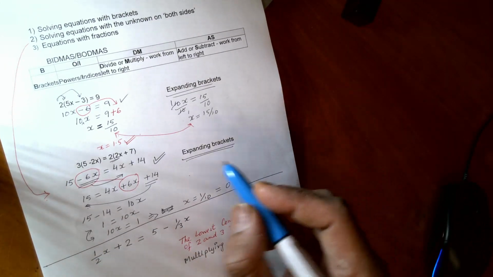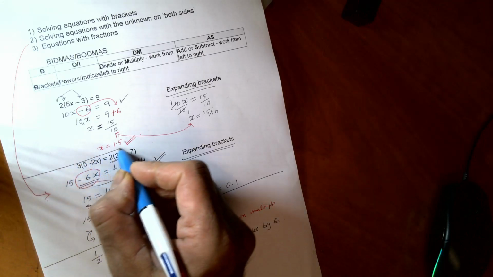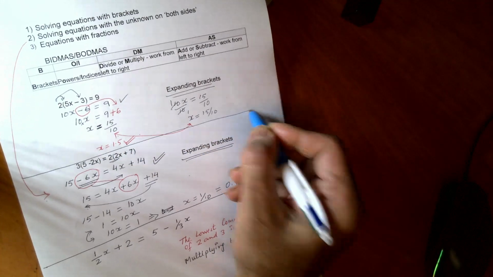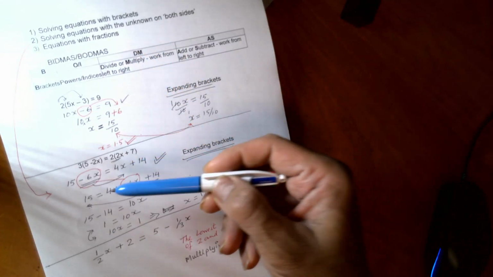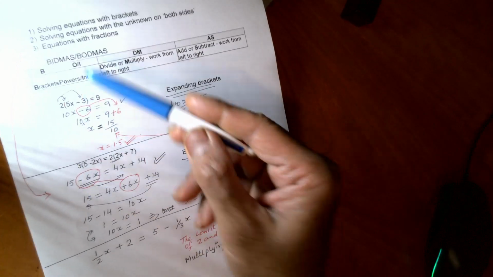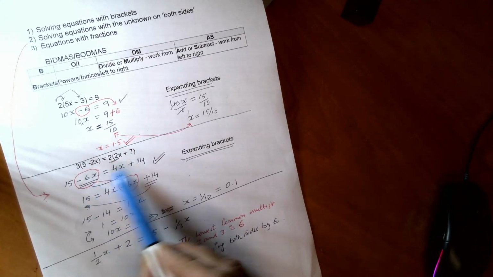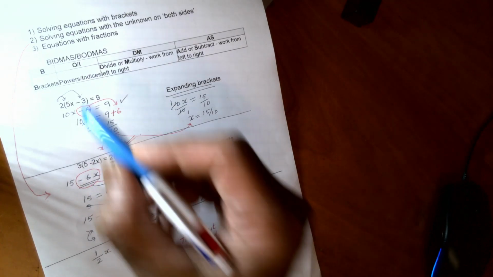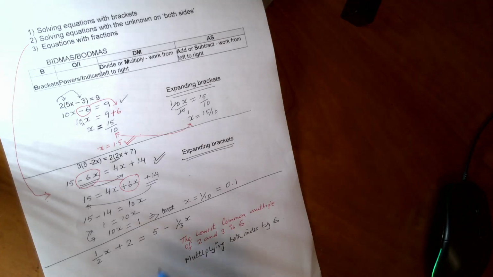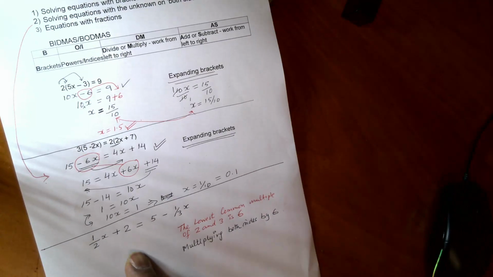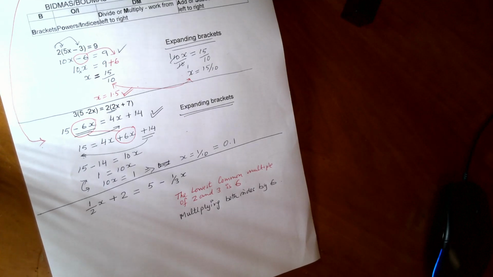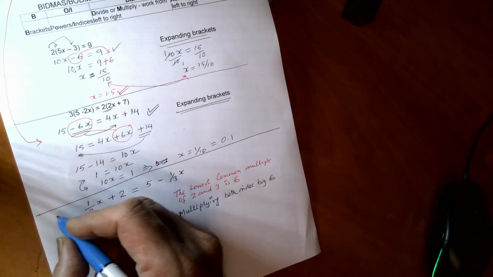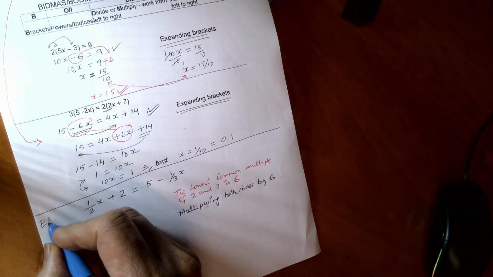So what you have learned in these two equations: this one was solving equations with brackets, and the second one solving equations with the unknown on both sides. Okay, now equations with fractions. In this example, I'll explain equations with fractions. This is also kind of an exam question.